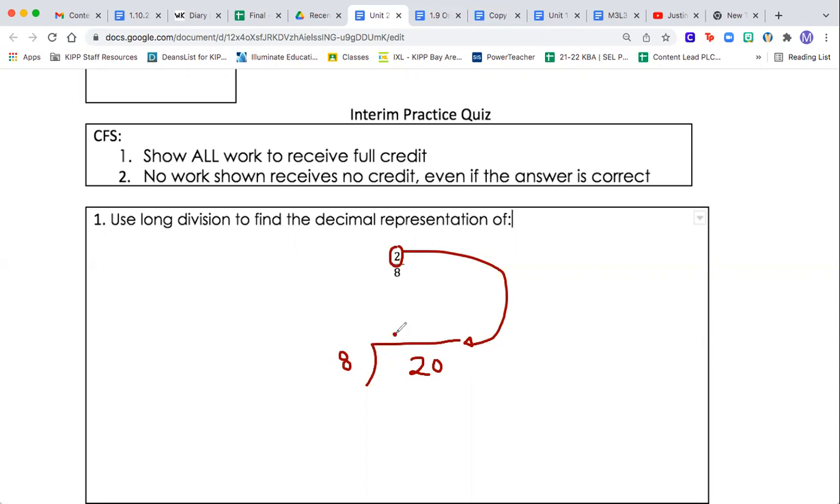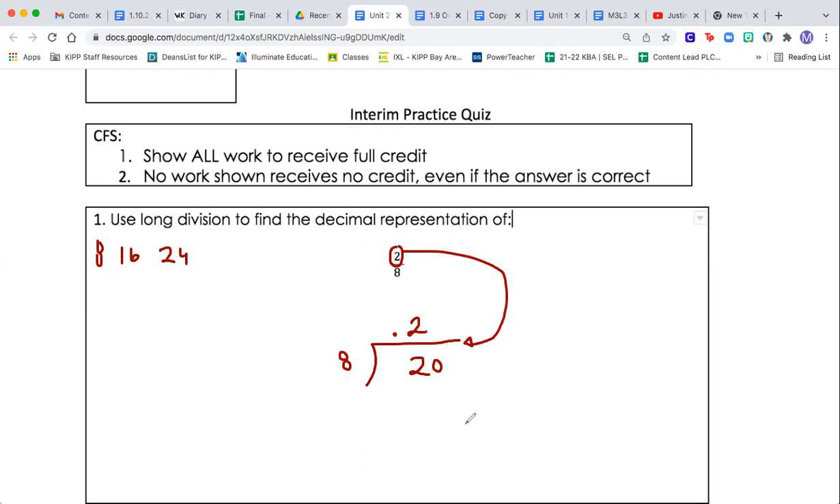Well, this would be 2. 2 groups of 8 can make 20 because if I think about the multiples of 8, we have 8, 16, 24. So multiples of 8 are 8, 16, and 24. And so the reason why we put 2 up top, I need 2 groups of 8 to make 20, is because we can't have it be 3 groups of 8 because that's bigger than 20. So it has to be 2 groups of 8. 16 is the greatest that is closest to 20, but not bigger than 20.